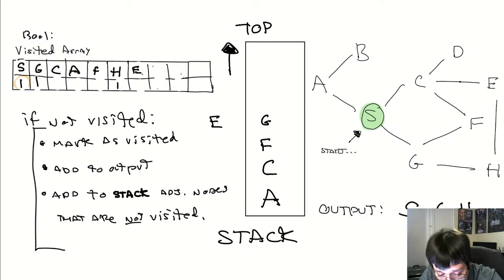All right, so take out the E. Has E been visited? No, it has not. Add it to the output. Add adjacent nodes to the stack that are not visited. So we got C and H. Neither of them are visited, so we are going to throw them in. All right. Oh, wait. H has already been visited, so we don't need to add it in. So just C, right? Okay. Next comes out the C.